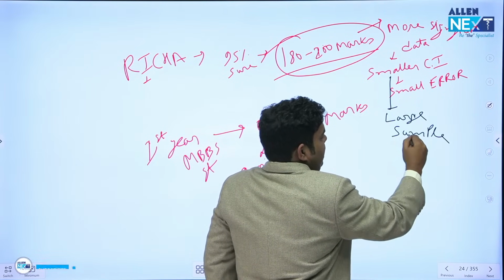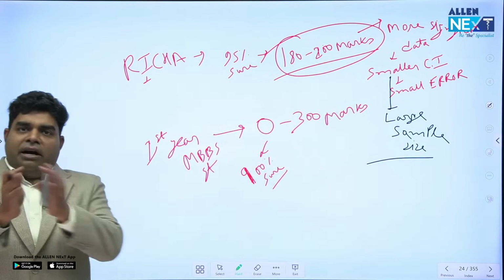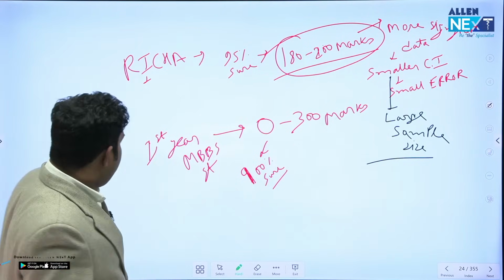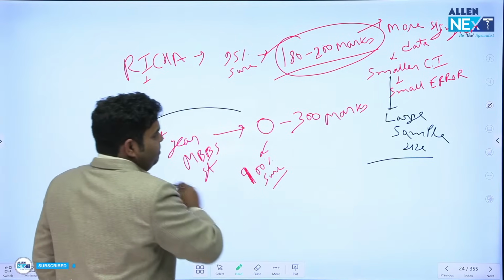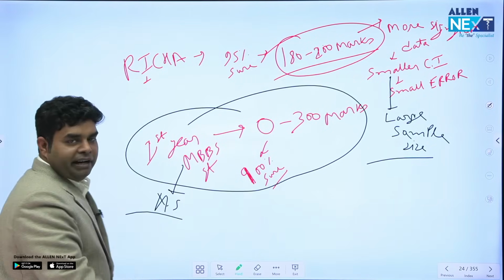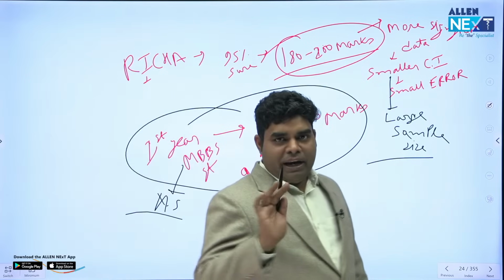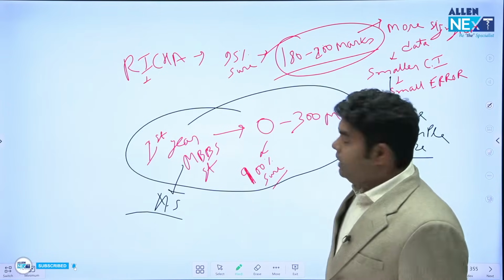When Richa has done a lot of previous year papers, then she is sure that her marks will be there. But this first-year student has not done any previous year paper, so his range is big, and this data is useless, non-significant data. Okay, this is a very important area to remember. Two points you should keep in mind.